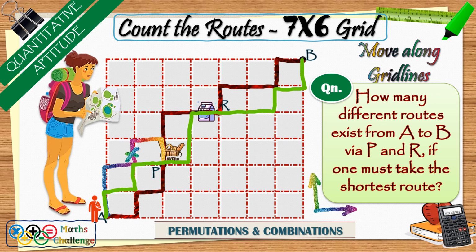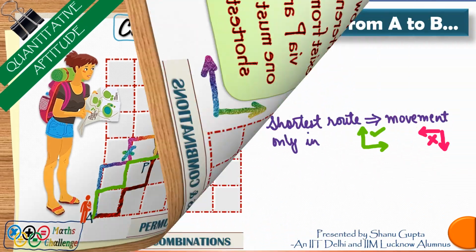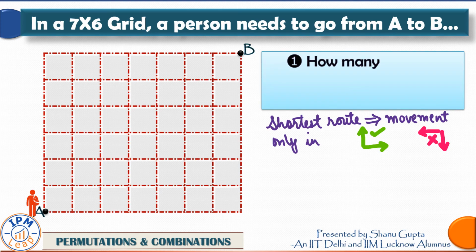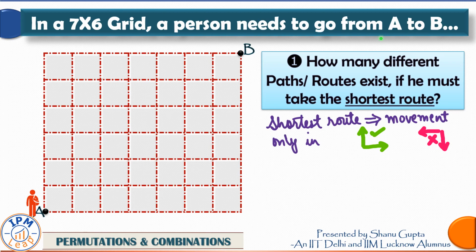You'll be surprised to know that there are hundreds of routes. We simply can't count them this way by drawing out each route. So how do we solve such a question? Let's discuss the concept. Okay, so first let's solve a simpler version of this problem. How many routes from A to B with no stops in between?